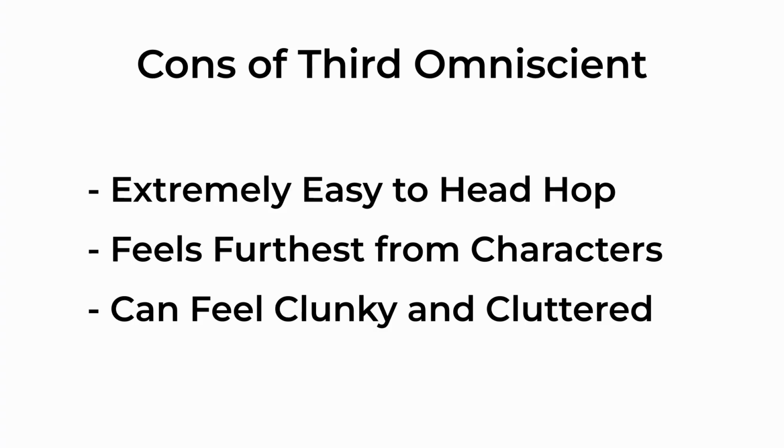Having all this freedom is also sort of a curse, because if you write in third person omniscient, your writing might feel clunky and cluttered with all the information you're putting in. If you add too much information into the story, you're just going to lose the reader. You're gonna be all over the place and you're not gonna make much sense. So just make sure you aren't putting too much information into your story, and this should be easily avoidable.